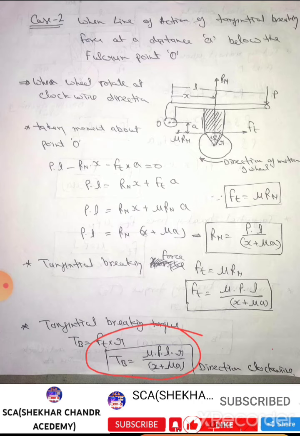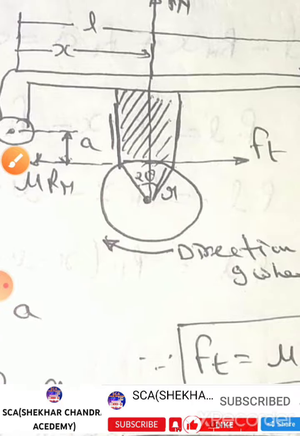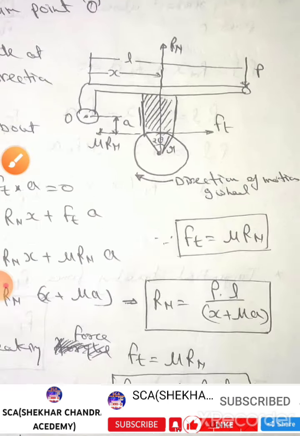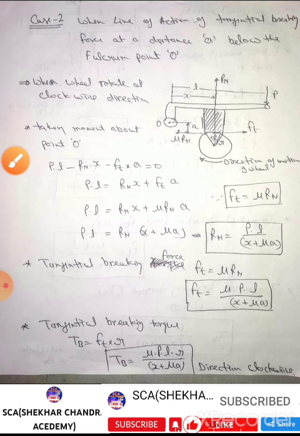And the direction is clockwise direction. Please see the figure. Ft is this and R is this. This is the center of the wheel. So it makes a clockwise couple of Tb. Tb is tangential braking torque. This is case number one.